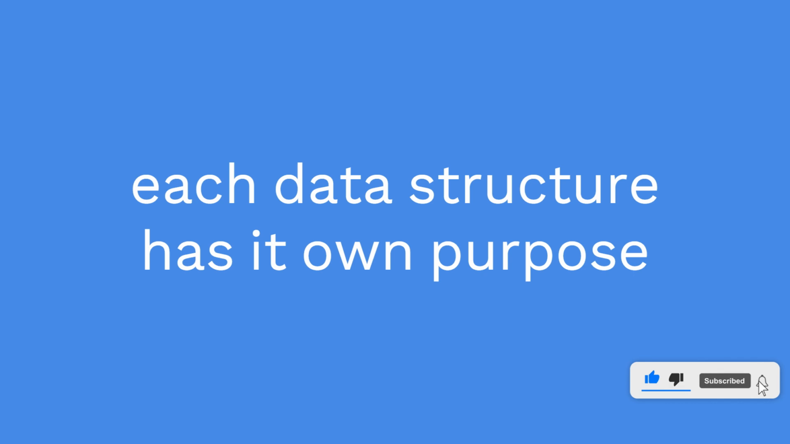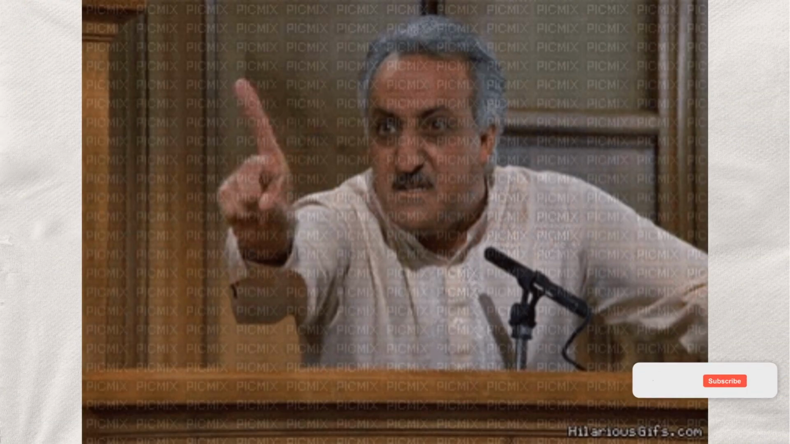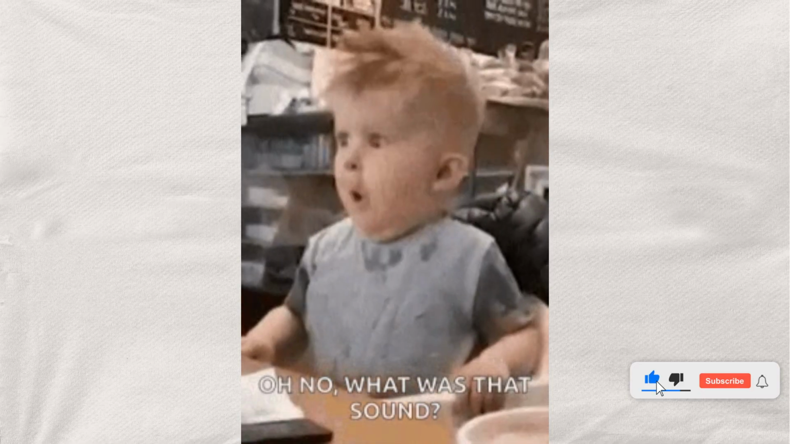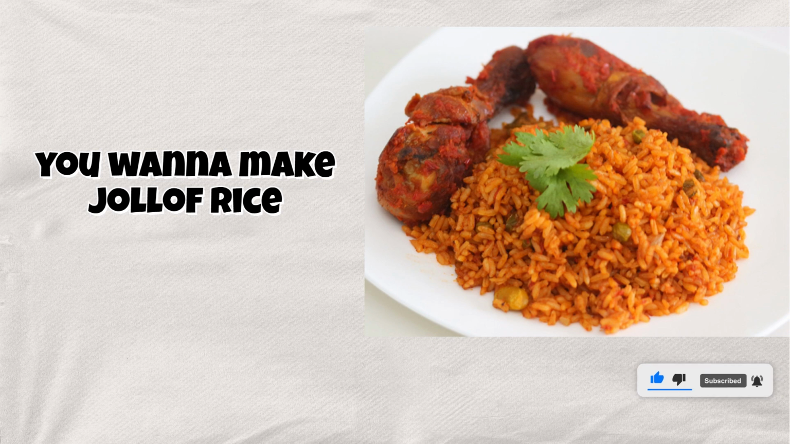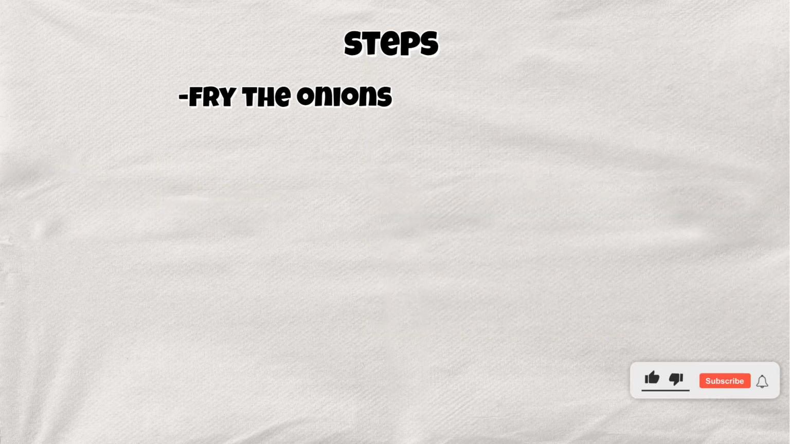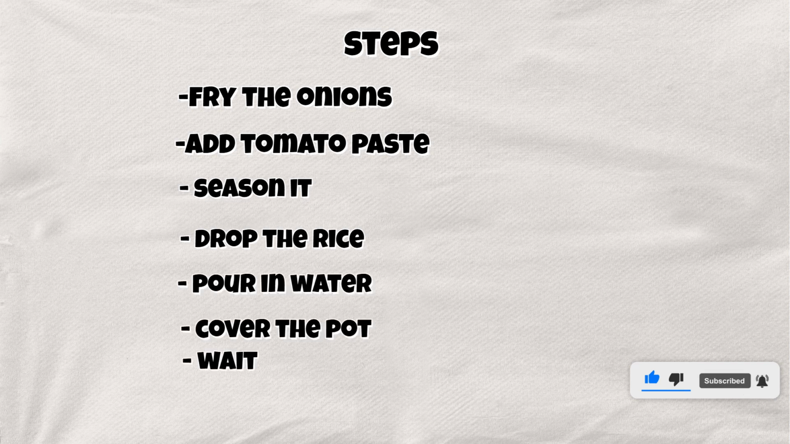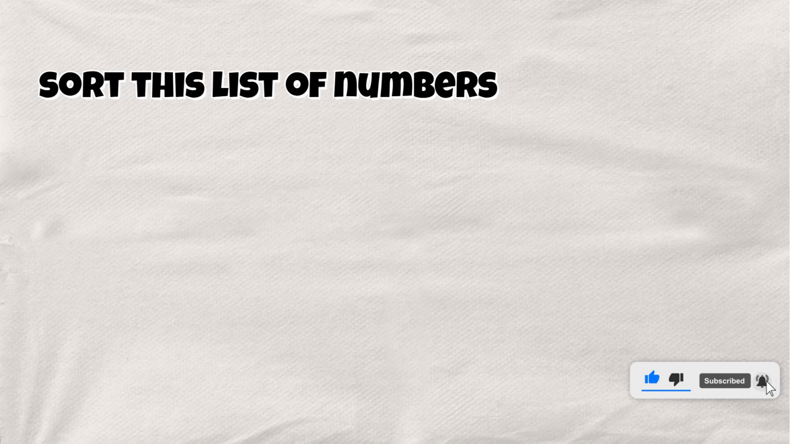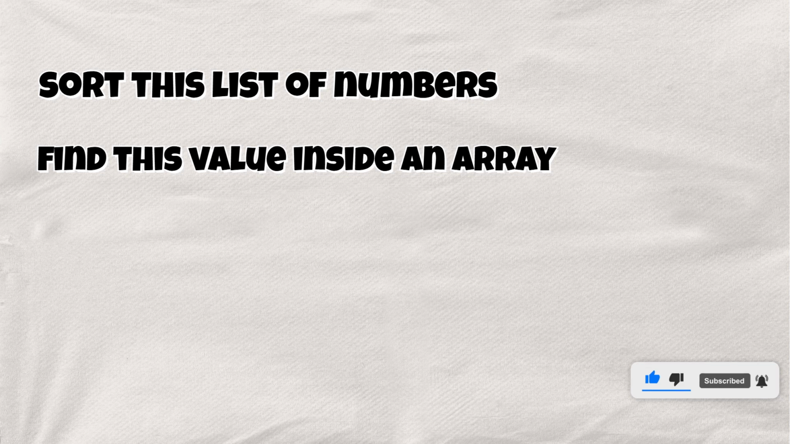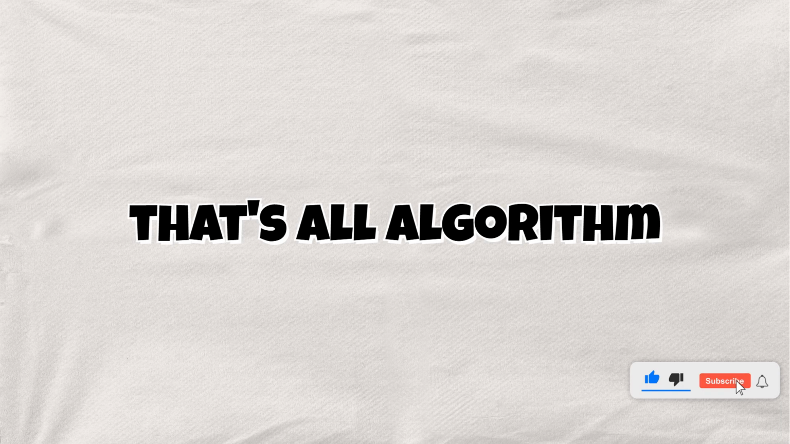Each structure has its own purpose. You don't use a bookshelf to hold soup, right? Same thing with data. Now let's talk algorithms. They sound like scary tech stuff, but really, algorithms are just instructions. Imagine you want to make jollof rice. You've got steps. Fry the onions, add tomato paste, season it, drop the rice, pour in water, cover the pot, and wait. That's an algorithm, a step-by-step method to solve a problem. In programming, it might be sort this list of numbers, find this value inside an array, figure out the fastest route to campus. Boom. That's all algorithm.